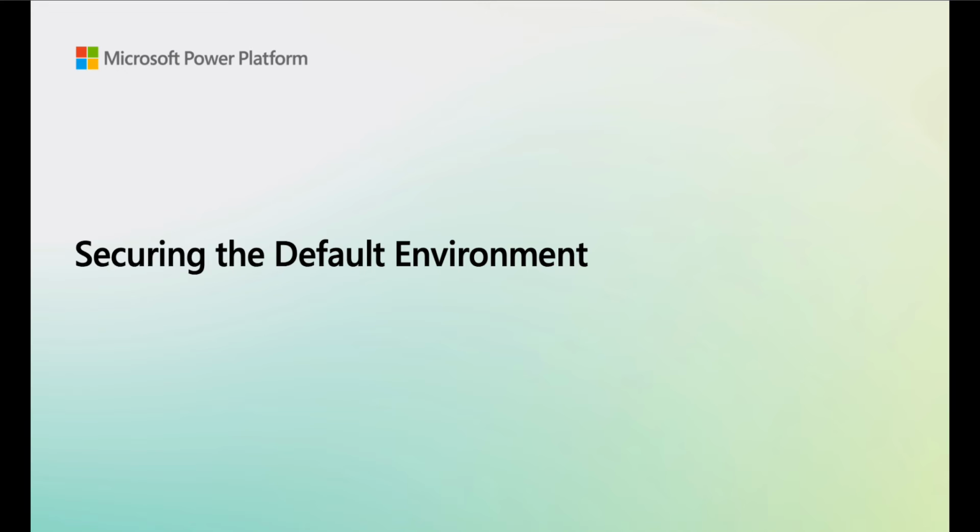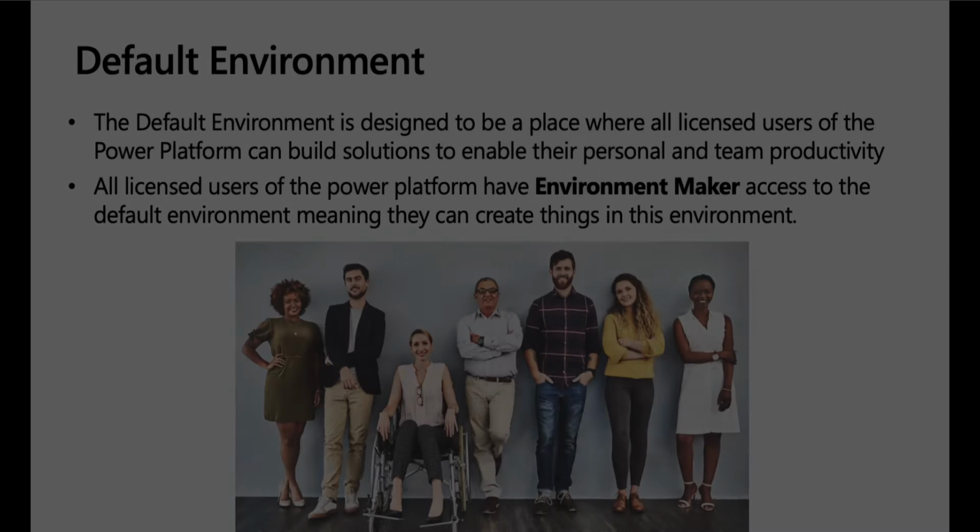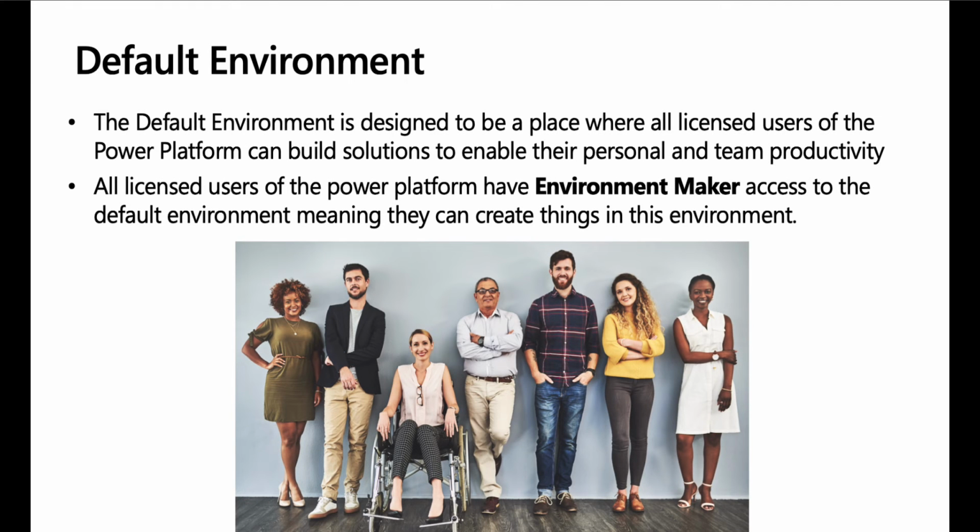So now we've established what the default environment is, and really when you're starting to think about putting your governance plan into practice, one of the very first places you want to start is in that default environment and putting some guardrails and things in place that are going to secure it. The reason that I say that is because we talked earlier that the default environment is established when the very first license is assigned to your Microsoft tenant that includes any sort of entitlements to Power Platform.